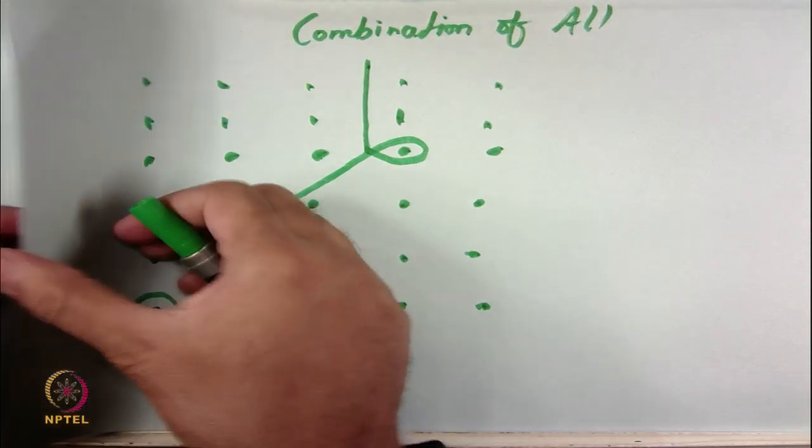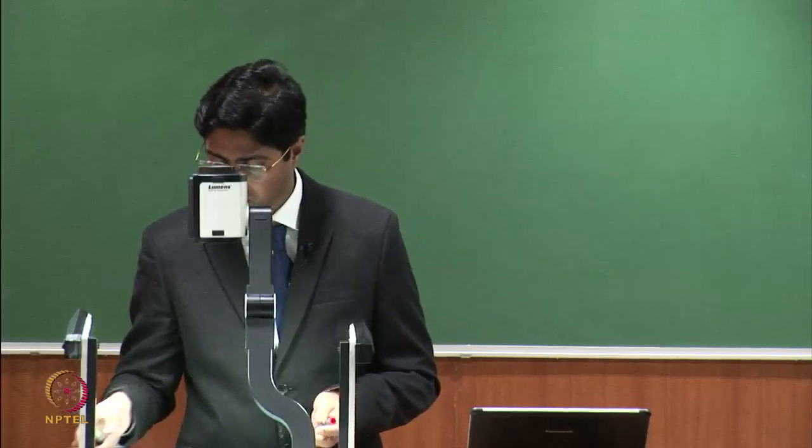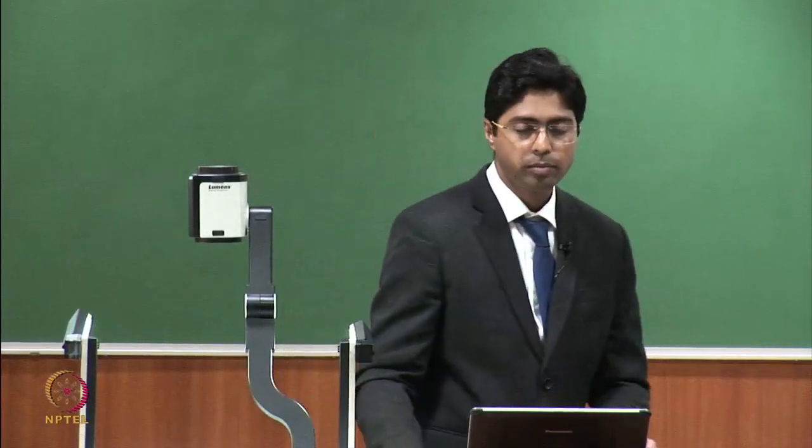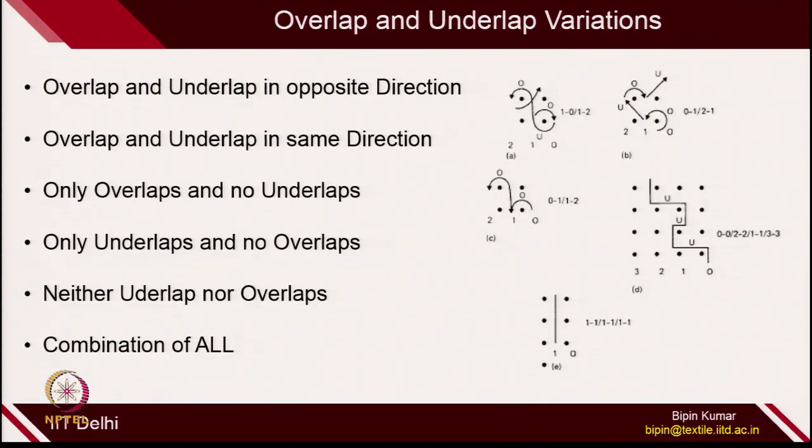So, once this is clear to you, based on your requirement and applications, you can go for overlap and underlap variation. So, these are the 5 design principles based on overlap and underlap combinations which you can choose for warp knitted structures. So, once all of these things are clear, you can go for designing, and this is how warp knit structural engineering is done.